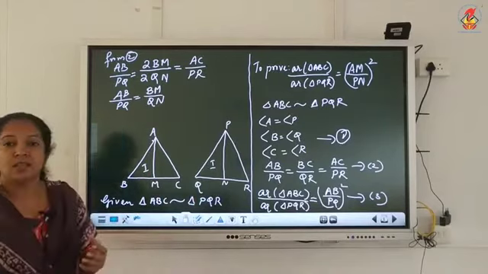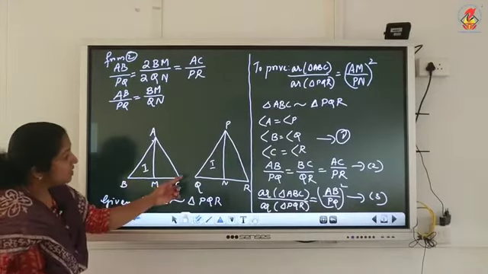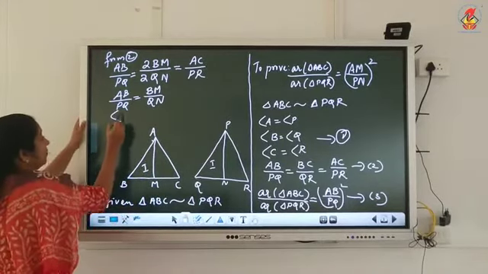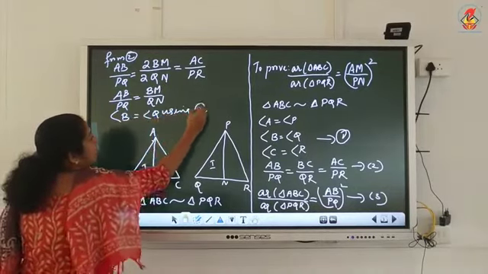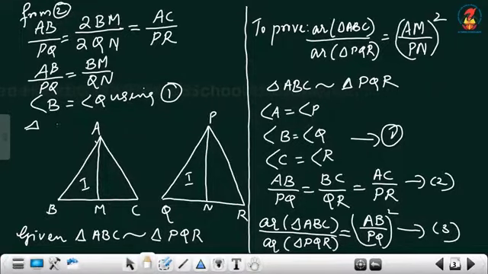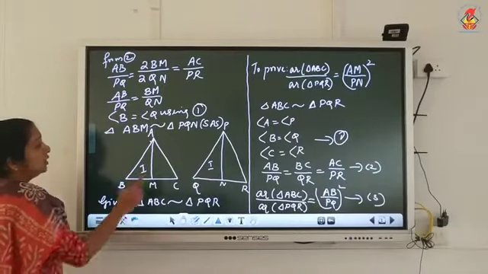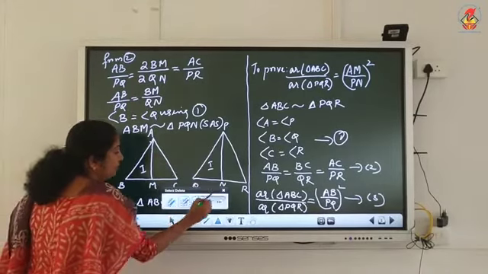That means two sides are in proportion, and angle B is equal to angle Q using 1. So we can say triangle ABM is similar to triangle PQN using SAS criterion.